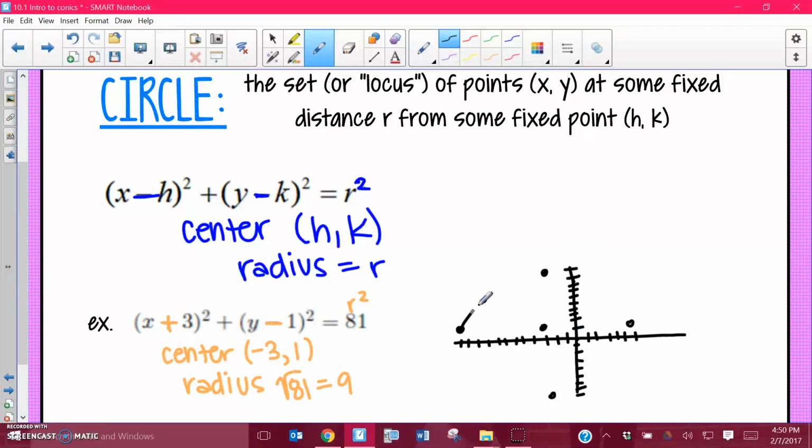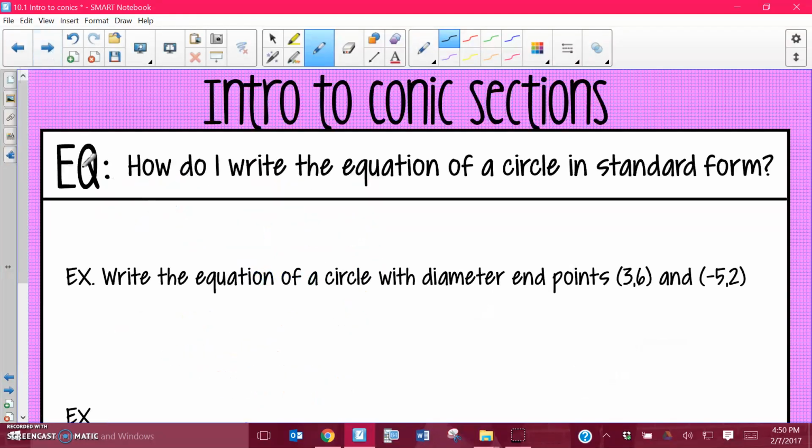And then I'm going to try to connect the dots. Obviously mine is looking a little bit not circular, but they all are technically 9 away. Okay, so again, I won't judge the circularness of your circles, because I obviously didn't do too well on that. Okay, so let's do a couple more examples.